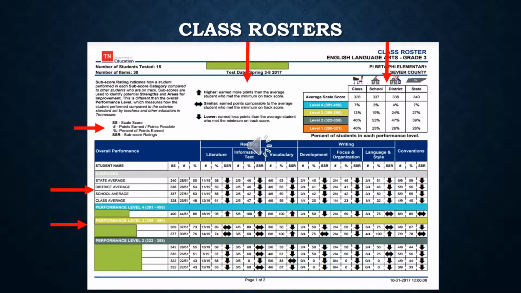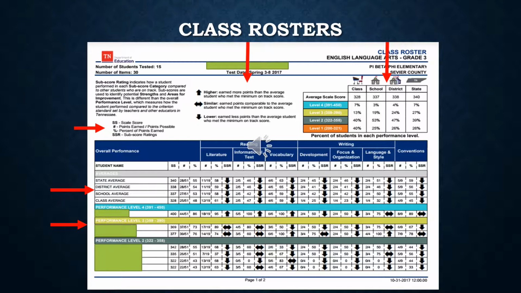The class roster is a dynamic tool to get a glimpse of performance levels for the class as well as strengths and weaknesses in each performance category for the class in one snapshot. Okay, so the first thing you will notice is the graph at the top right-hand corner. This is the same graph on the individual student report and tells us the percentage of students scoring in each of the performance levels for the class, the school, the district, and the state.